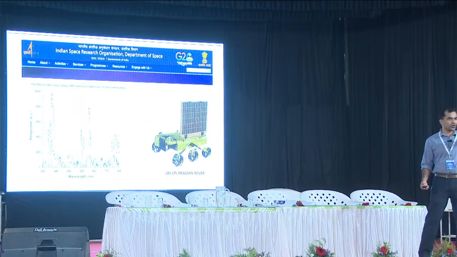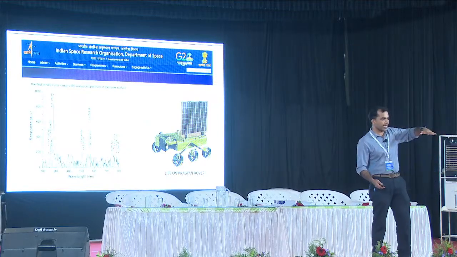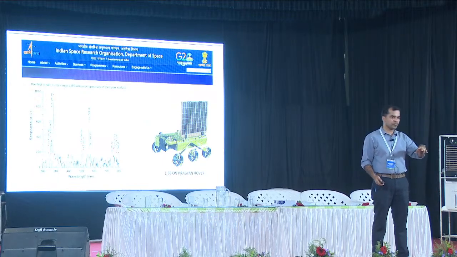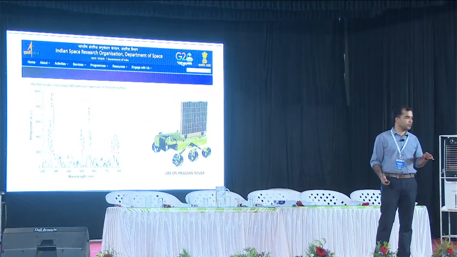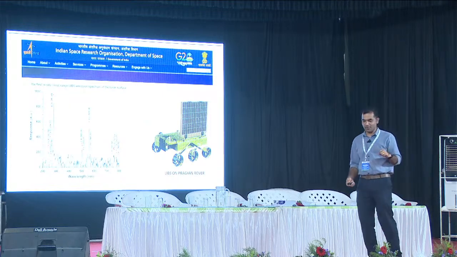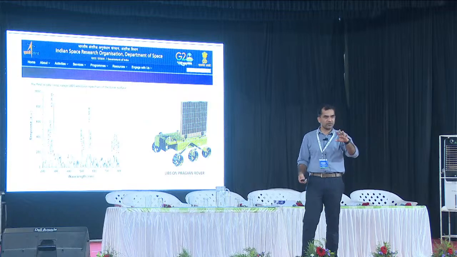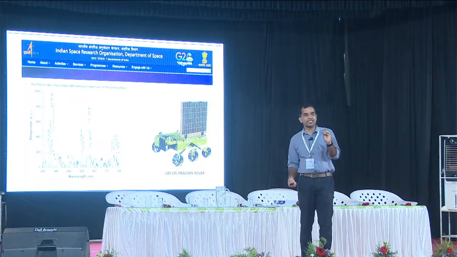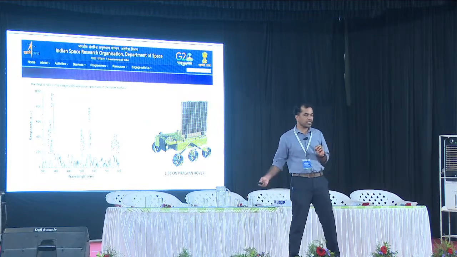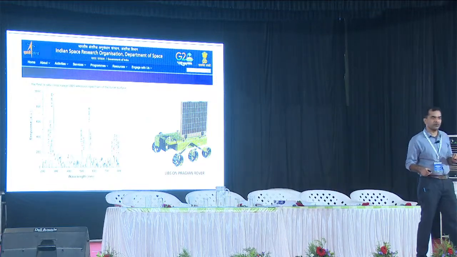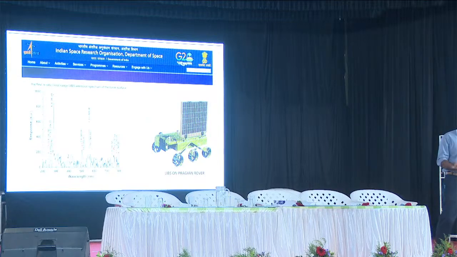I hope all of you remember that after landing, a rover came out of the lander. What was the rover name? What was the lander name? You don't remember. Vikram and Pragyan. On the Pragyan rover there was an instrument. That instrument detected the presence of these elements, and they released a spectra also. From this spectra they identified what elements are present on the moon surface.